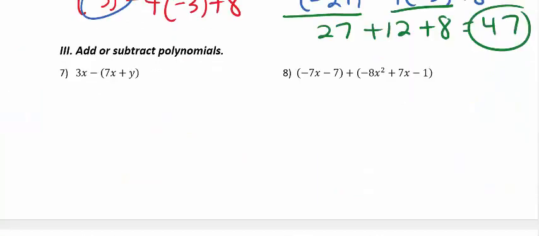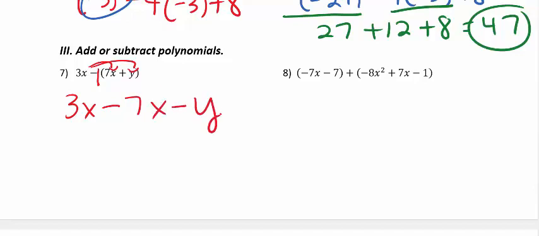Now when we add or subtract polynomials, we're going to clear the parentheses first, and we see there's a negative right here in front of this parentheses, and that just means a negative 1. And that means we're going to have to distribute that negative 1 to both terms inside of the parentheses. So we want to rewrite it as 3x, and then a negative 1 times 7x is going to be a minus 7x, and a negative 1 times y is going to be a minus y.